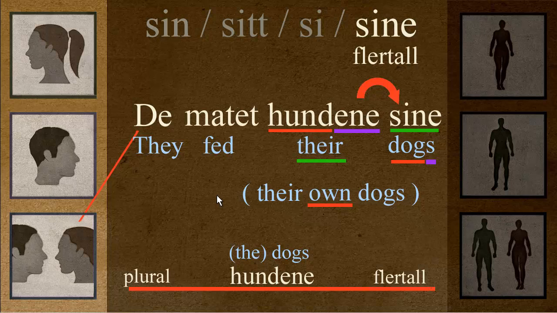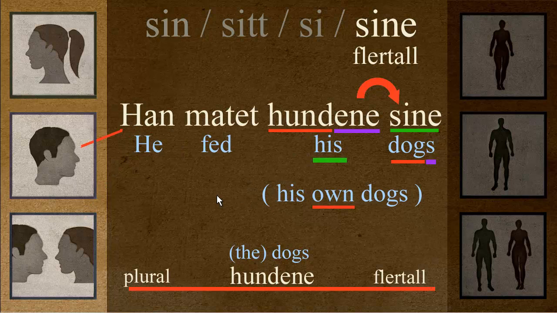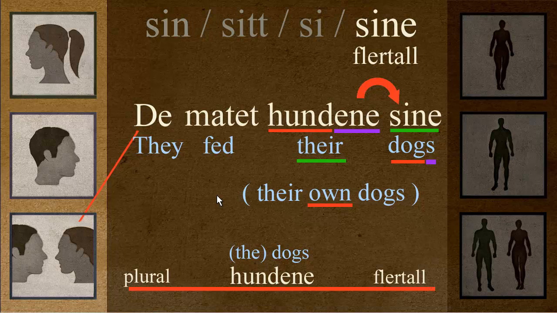But don't worry about making mistakes, because it's easy to do that. Die mattet hundene sine. Same thing. See, it doesn't change. Han mattet hundene sine. Die mattet hundene sine. And they're talking about their own dogs. It's their dogs now. Their own dogs with sine.